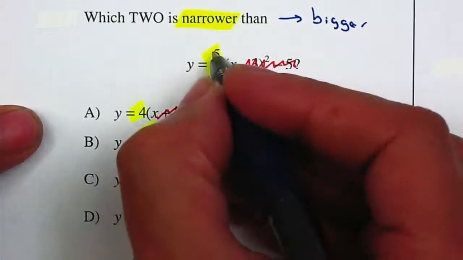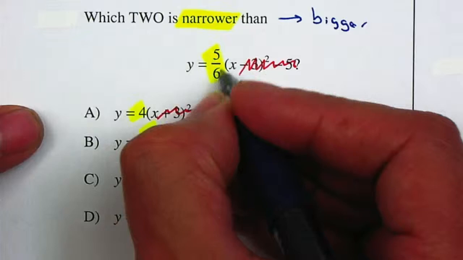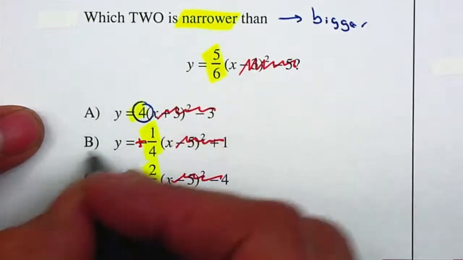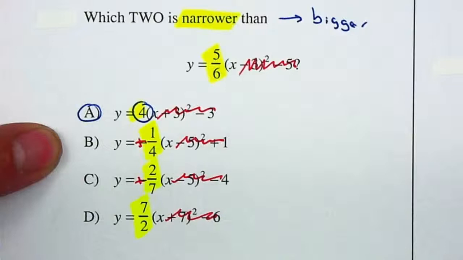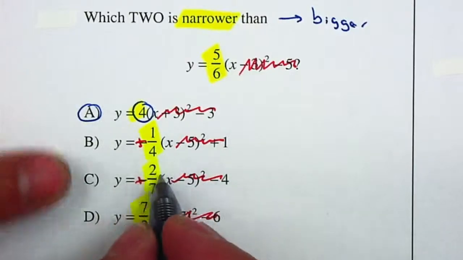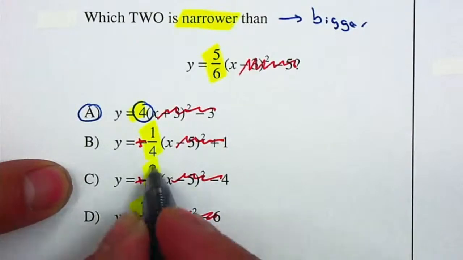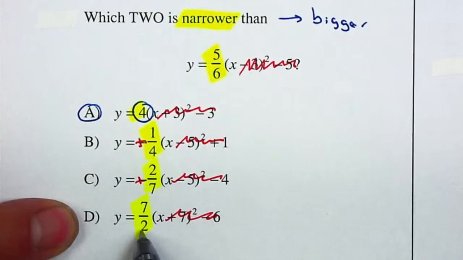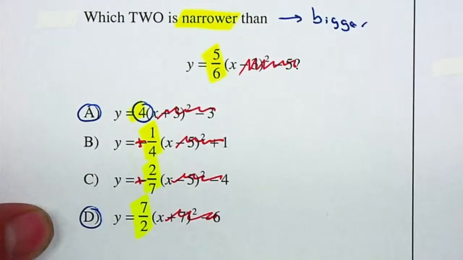So I'm looking for something that's bigger than 5/6. Remember, 5/6 is just slightly less than 1. So therefore 4 is bigger than 5/6. 1/4 will be smaller. 2/7 still less than 1. It will be much smaller. And 7 divided by 2 is 3 1/2, which is bigger.